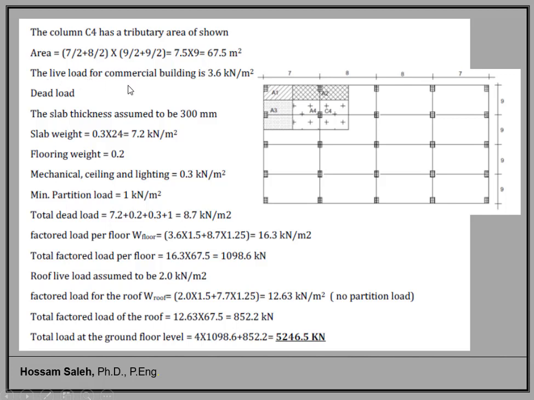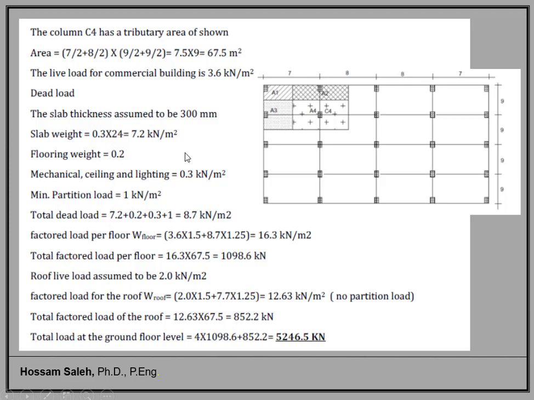The live load for a commercial building is very commonly 3.6 kilonewton per meter square. So we determined that from the beginning. Now let's look at the dead load. The dead load is the load which will remain in the building. It cannot go away. The live load is the load which comes from the use of the building. The people can use the building, and it can fluctuate a little bit.